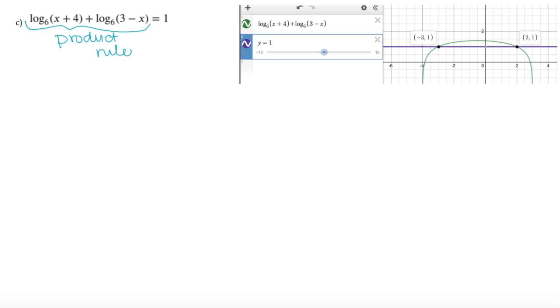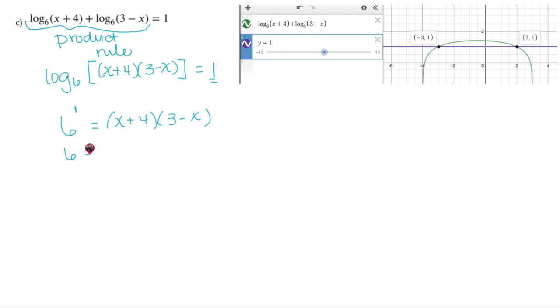By doing so, I will have log base 6 of (x plus 4) times (3 minus x) equal to 1. Since I don't have a logarithm on the right-hand side, we can write this as an exponent. So our base 6 to the first power is equal to (x plus 4) times (3 minus x). We can go ahead and distribute.